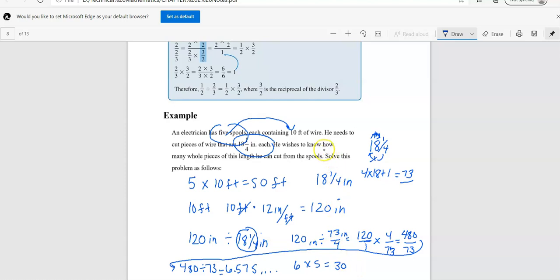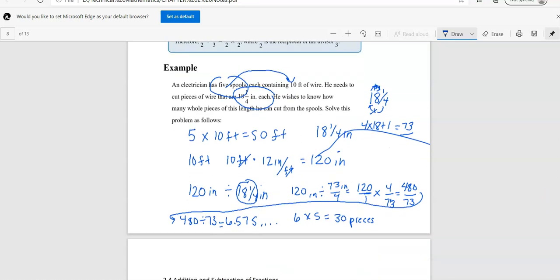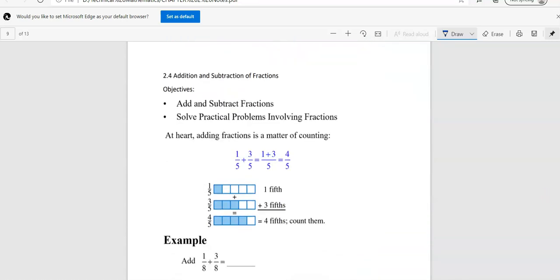So they're asking how many whole pieces of this length. This is how many? 30 pieces. We can get 30 pieces that are 18 1/4 inches. Okay, so that was 2.3. Now let's talk about 2.4 really quickly.